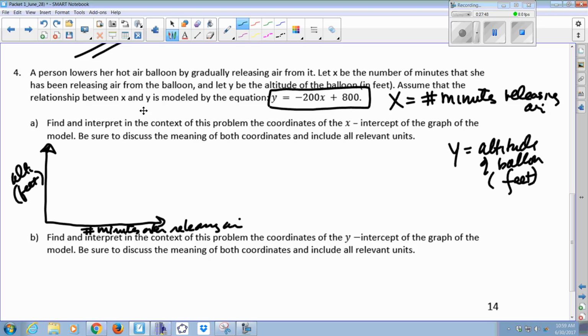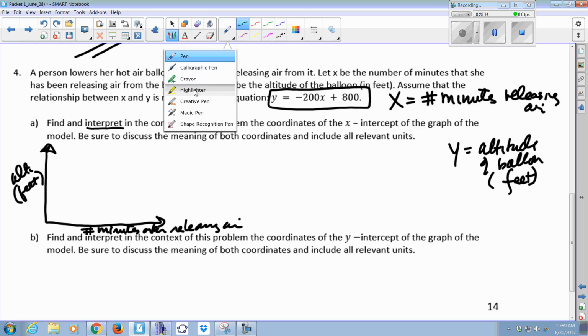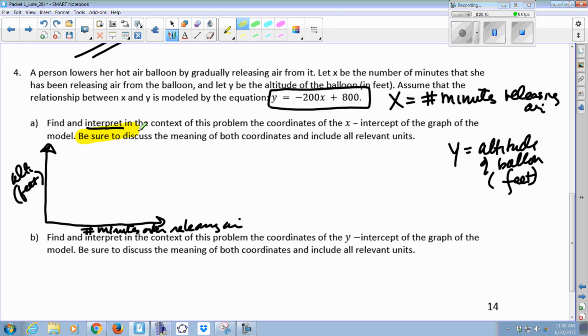So this problem here, 4A, asks us to find and interpret. That's important because you'll be doing this quite a bit. In the context of the problem, so the problem involves a hot air balloon, it involves the height of the balloon and the number of minutes. The coordinates of the x-intercept, be sure to discuss the meaning of both coordinates and include all relevant units. Again, you'll see this specific request over and over again right here. And you notice it's also down here on part B.